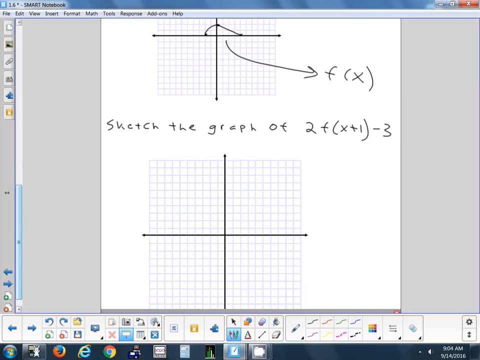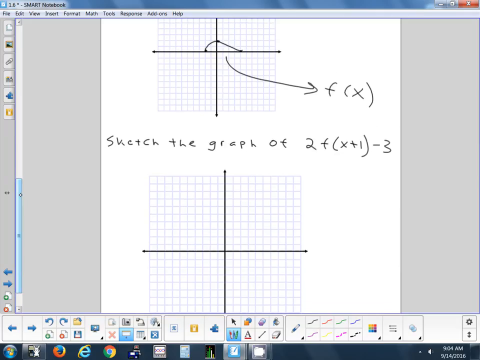All right. So let me sketch it one step at a time. Step 1, shift everything left 1 unit. Okay, so you can really just watch this. Here, here, and then 1, 2, 3 units. All right, so that's step 1. Okay, and what I'll do is put step 1 in black.